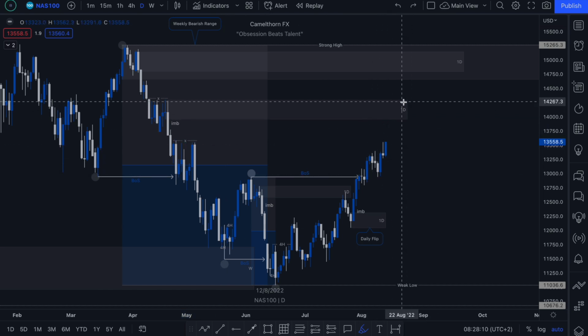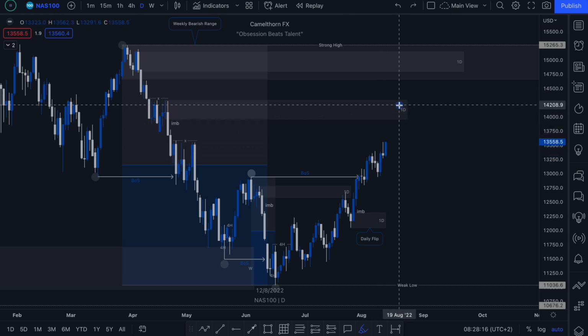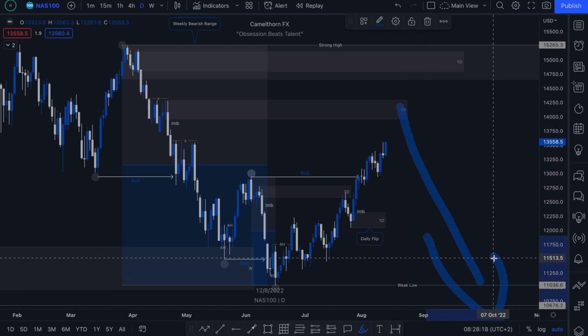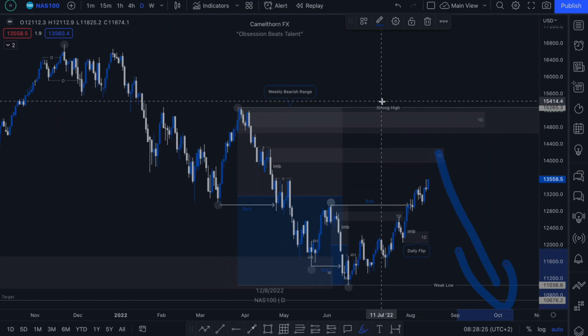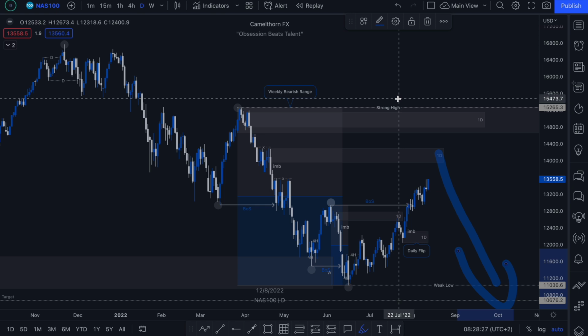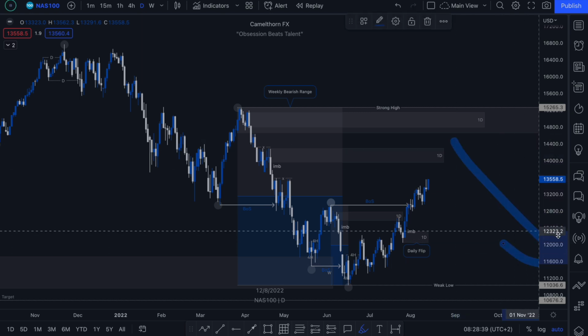So this is a clear target that we can look for price action to trade into before potentially rolling over and continuing that underlying weekly trend. All right, remember, as I said, we are only really going to see a full-on bullish recovery on NASDAQ after this particular strong high is taken. Until then, I'm still anticipating bearishness to continue, right?